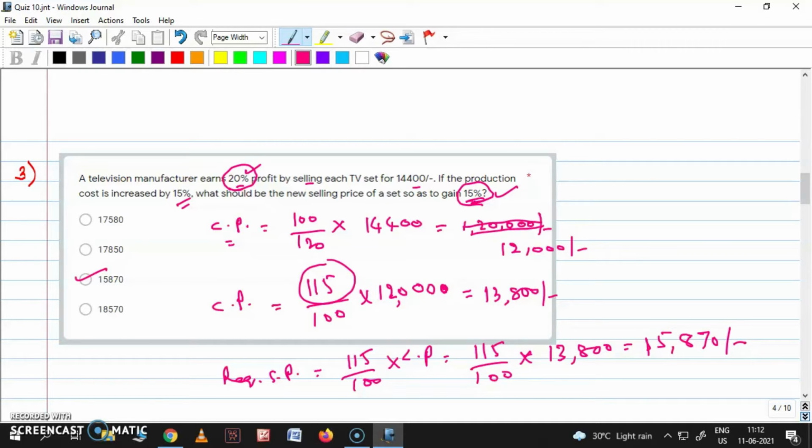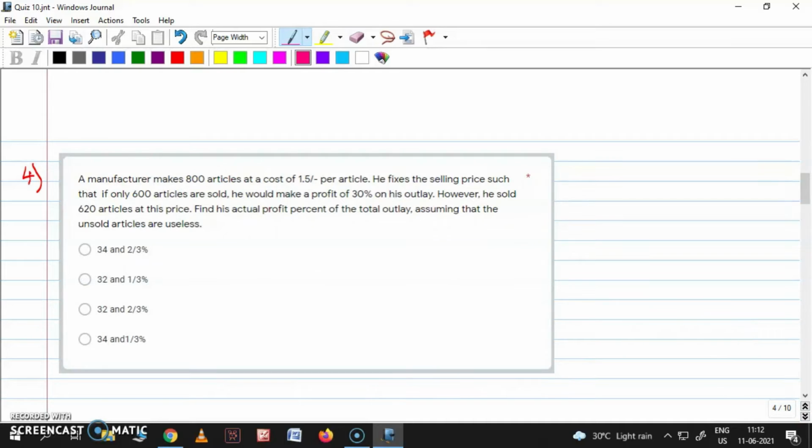A manufacturer makes 800 articles at a cost of 1.5 rupees per article. He fixes the selling price such that if only 600 articles are sold, he would make a profit of 30% on his outlay. However, he sold 620 articles at this price. Find his actual profit percentage of the total outlay, assuming that the unsold articles are useless. Okay, so this is the question, and we need to solve it.